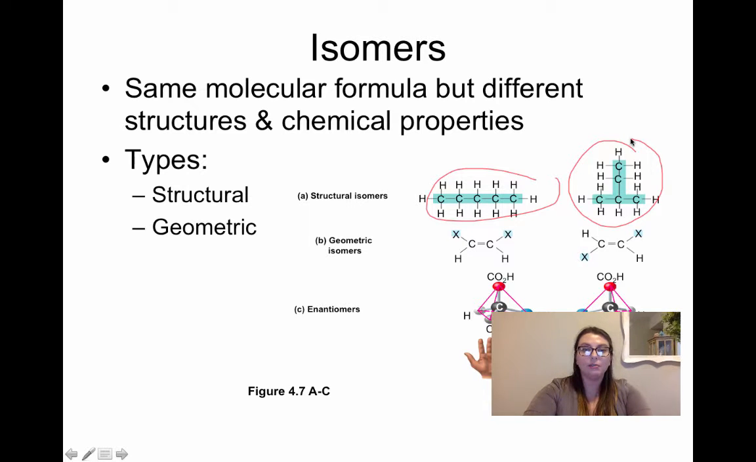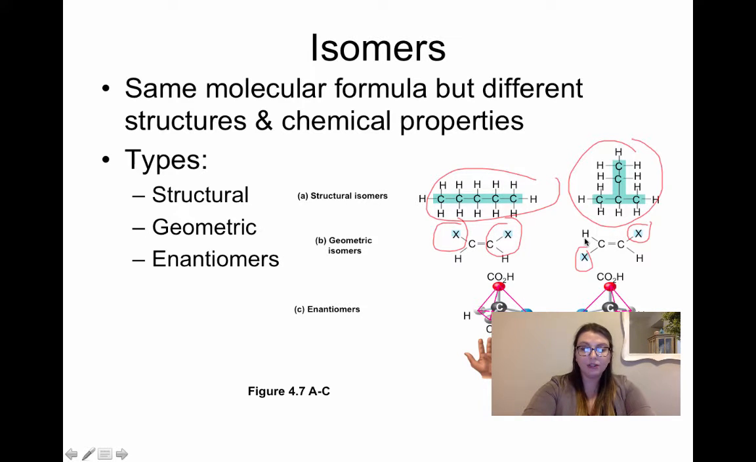And then we have our geometric isomers, and there are two different types of geometric isomers, that being cis and trans. Now you can think of cis as same and trans as different. So in our cis molecule, our functional groups will be on the same side of the double bond, our functional groups being these X's here. In our trans, our functional groups will be on the opposite sides of our double bond.